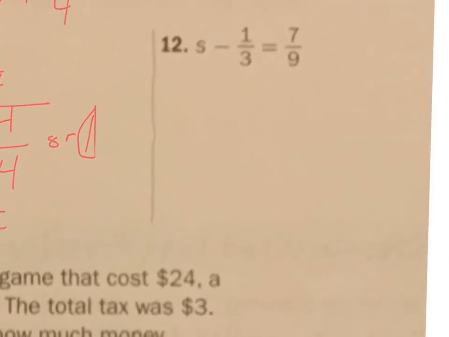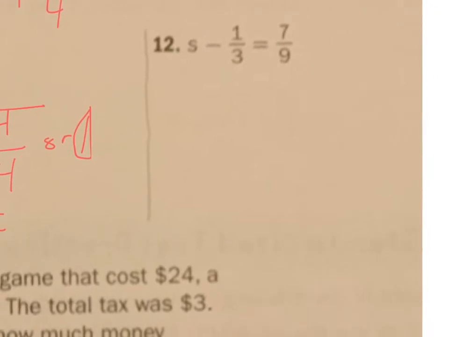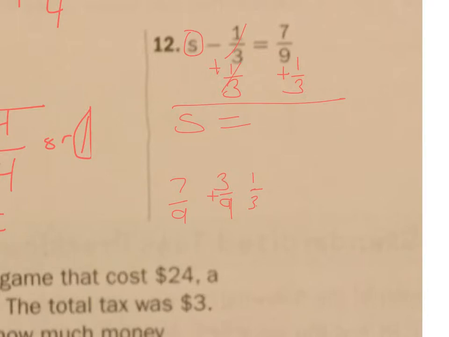And let's do this one. S. I want to get S all by itself. So I got to add 1/3 to each side. Plus 1/3. So S, this cancels this, equals, I'm going to come down here, 7/9 plus 1/3. Now I know 3 goes into 9, so I want to get the same denominator. So 3 times 3 is 9, 1 times 3 is 3, so 3/9 is the same as 1/3.